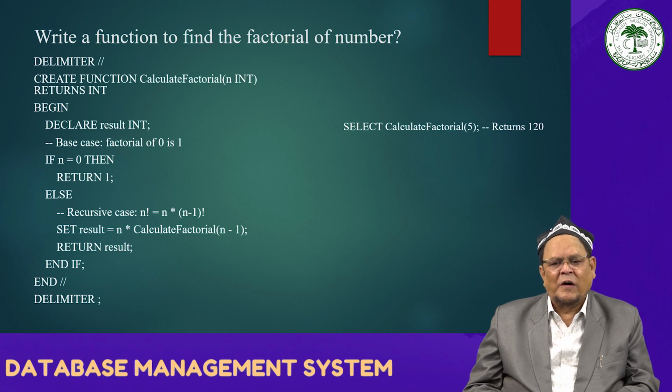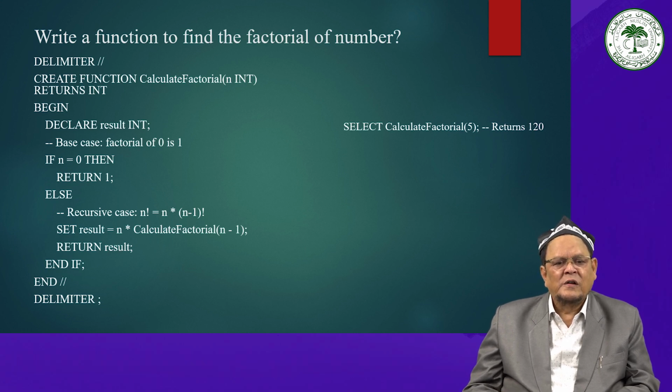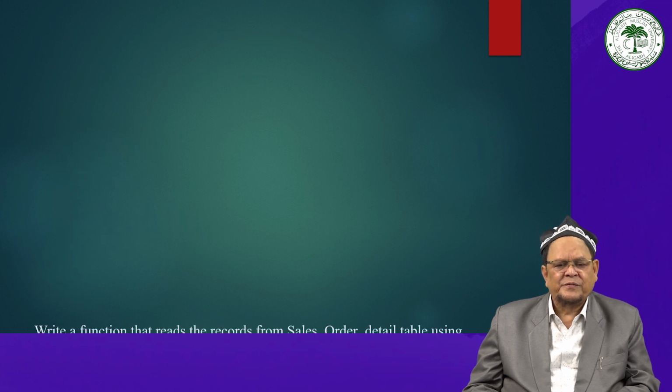If you want to see the result after the solution, you have to write SELECT calculate_factorial, the function name is calculate_factorial. If you give 5, it will return 120.